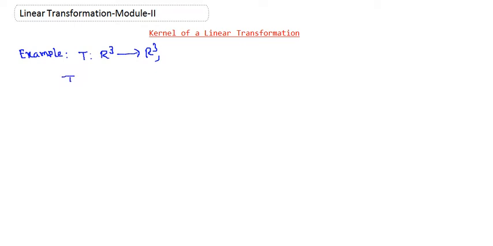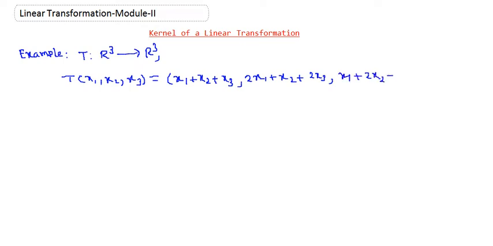And how is it defined? It is defined so that any (x1, x2, x3), a vector of R3, goes to the vector whose first coordinate is the sum x1 + x2 + x3, second is 2x1 + x2 + 2x3, and third is x1 + 2x2 + x3.